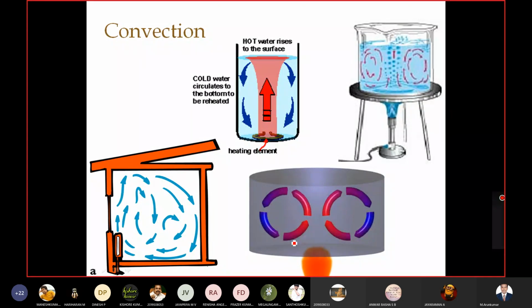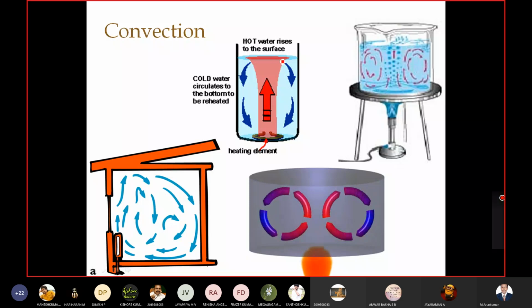Actually, the bottom molecules in the water will get heated first, then they will go up, then the heat is transferred to the top portion of the liquid. Then this cyclic process will happen, then the whole water will get heated, right? So the cold water circulates to the bottom to be reheated. If you provide heating at the bottom, there will be a circulation.